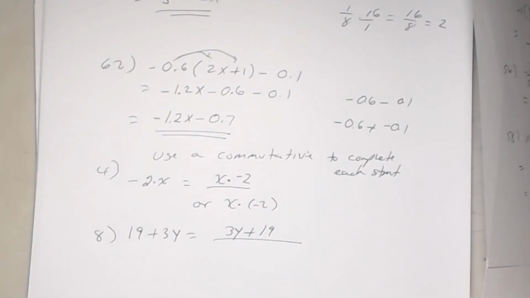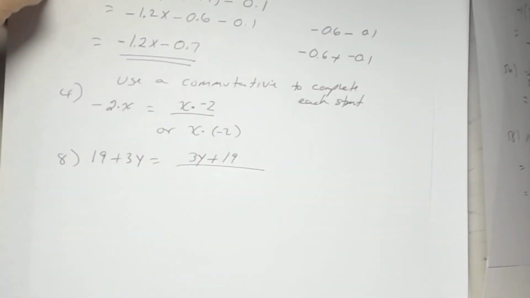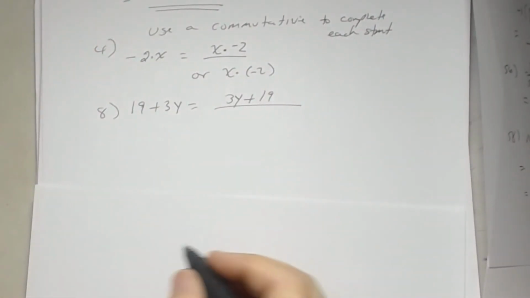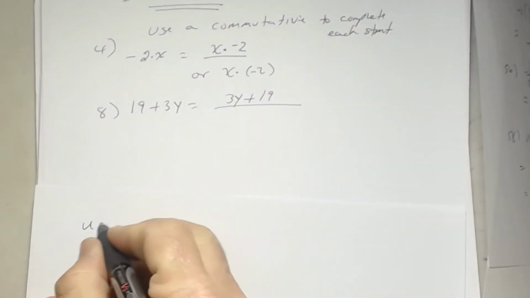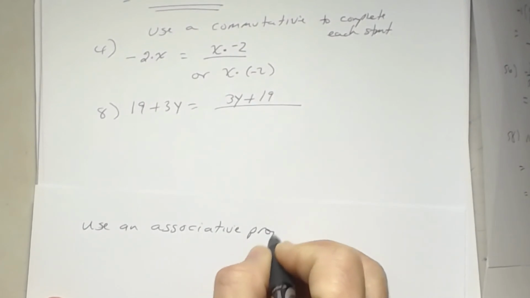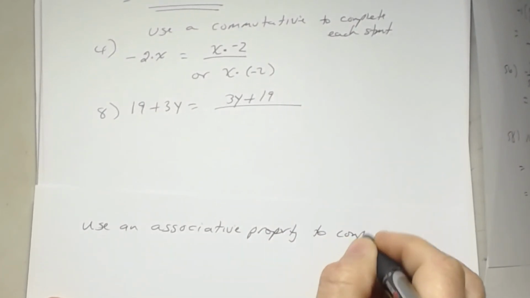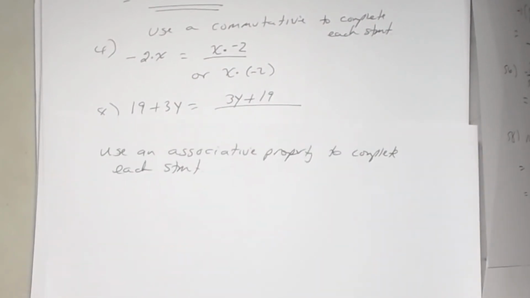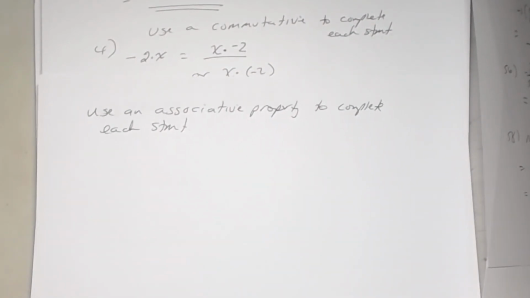So this part was the commutative property. The next part is the associative property. All right, so let's look at this one. All right, so direction is going to say use an associative property to complete each statement. Use an associative property to complete each statement. So let's look at number 10. Let's look at 10.